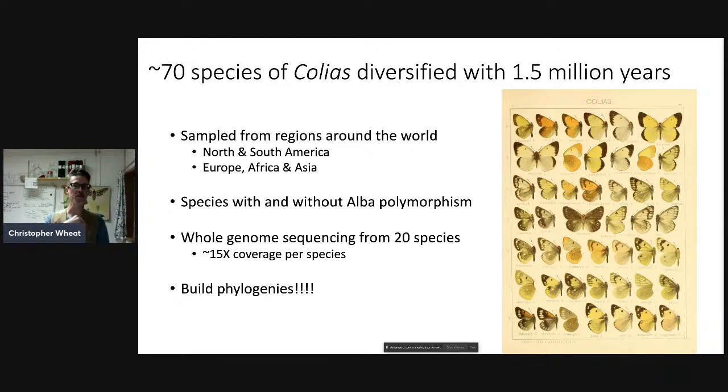And so what we did was we sampled individuals from the global distribution of Colias butterflies: North and South America, Europe, Africa, Asia. We collected species with and without the alba polymorphism, and we sequenced their genomes to a pretty good coverage, and we used that to build phylogenies.